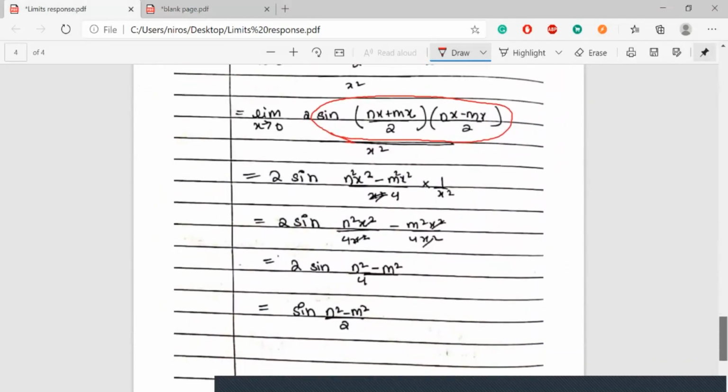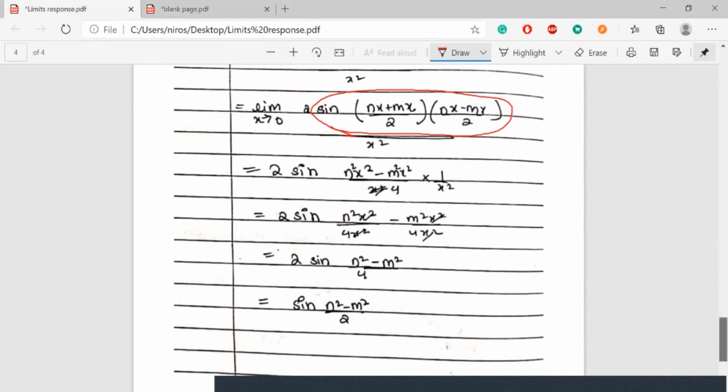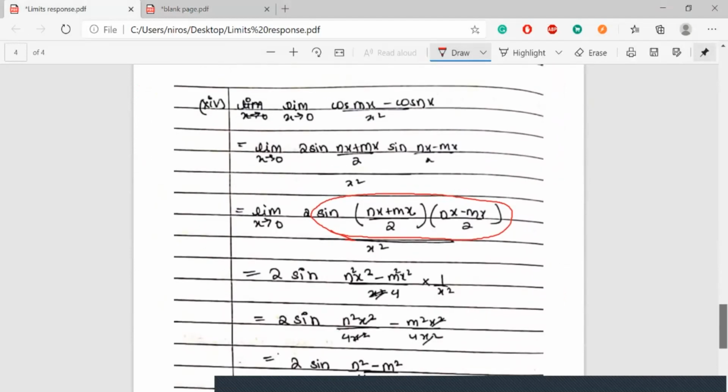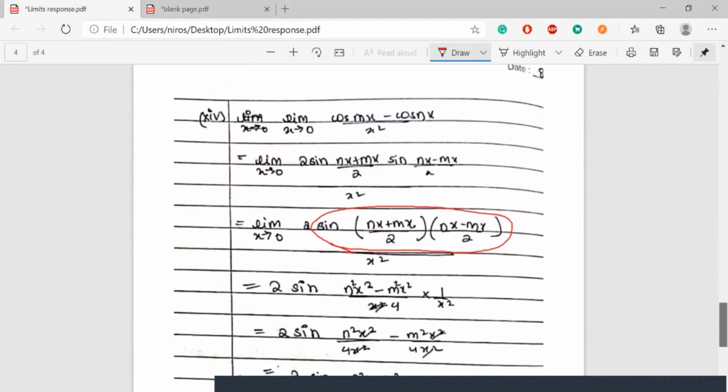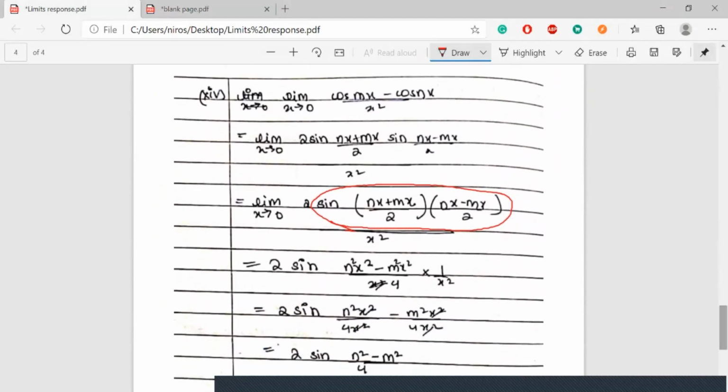Now the last question. This one. Oh, I messed it up. Hmm? No, did I get it wrong? I thought I got it right. We did the same question, right?